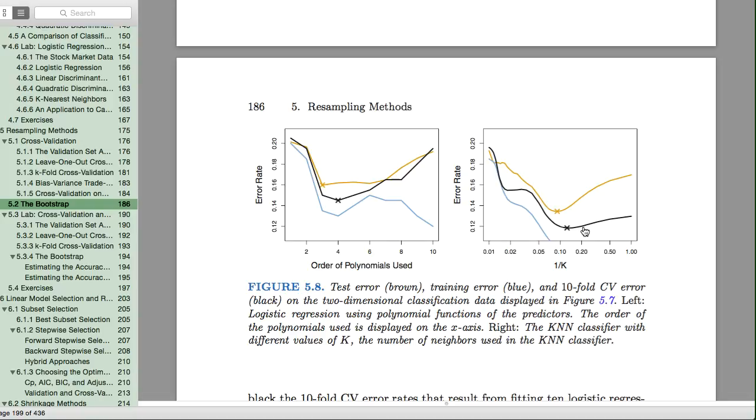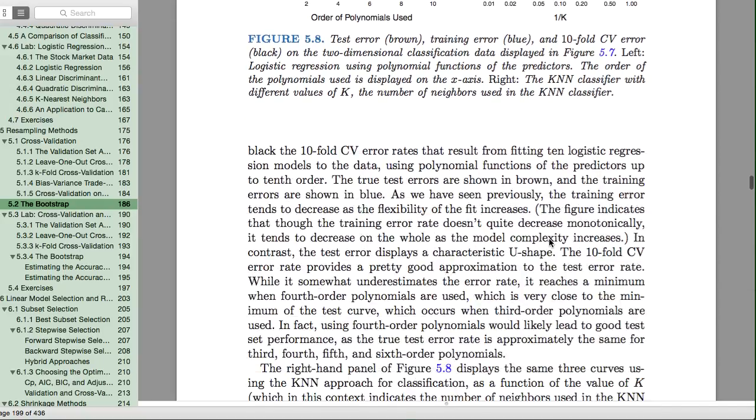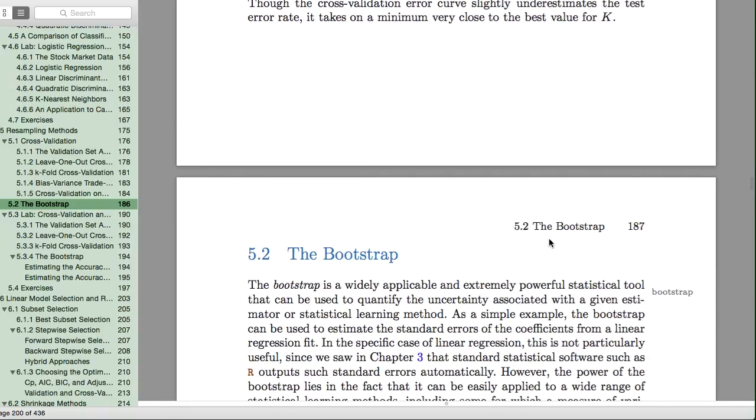And if we look at the k nearest neighbor case with different values of k, so this is the different values of 1 over k, the ratio based on the number of neighbors used in the classifier, the tenfold cross-validation is not much different from the actual error rate, whereas k nearest neighbor, because it's so flexible, the training error rate just plummets. Okay, so I think that's about all about that.